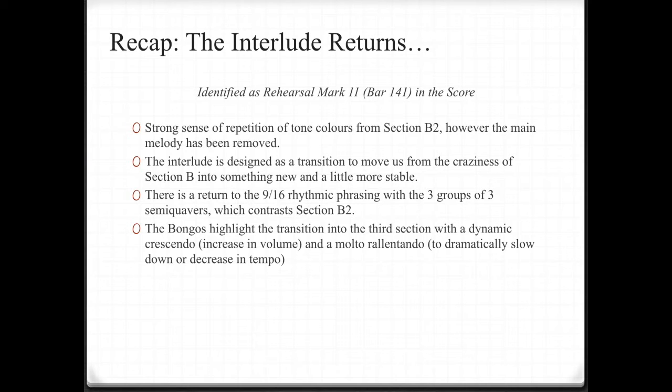Remember that there was a strong sense of repetition of the tone colours from section B2, however the main melody had been removed. The interlude was designed as a transition to move from the craziness of section B into something a little new and a bit more stable. There was a return to the 9/16 time signature, which gave us the rhythmic phrasings of three groups of three semiquavers, which contrasted the 12/16 time signature from section B2.